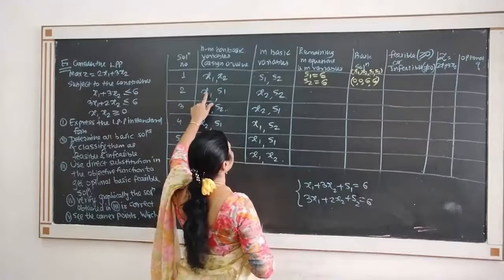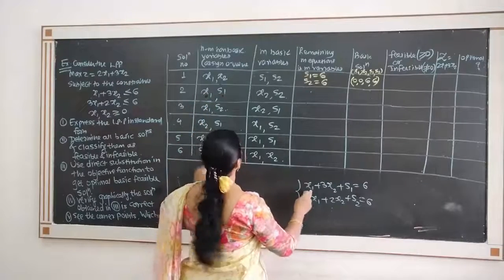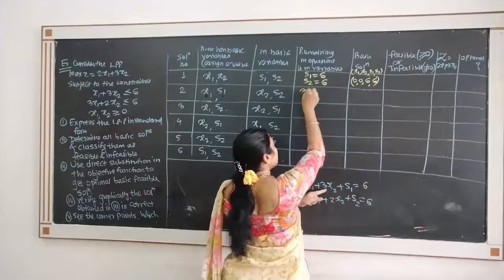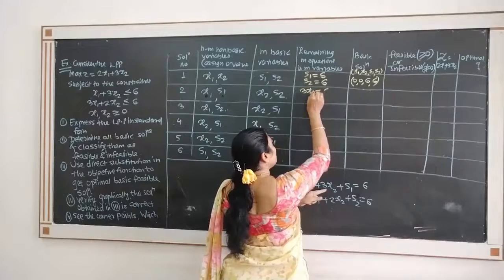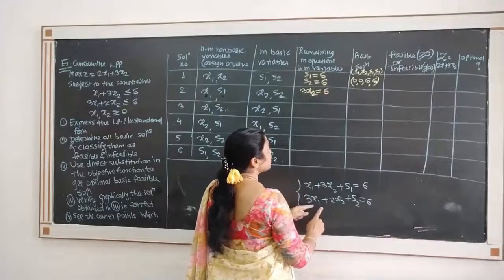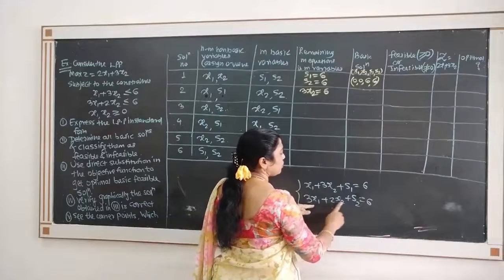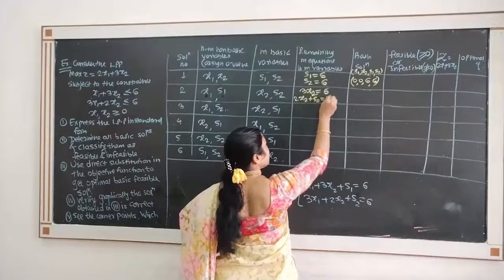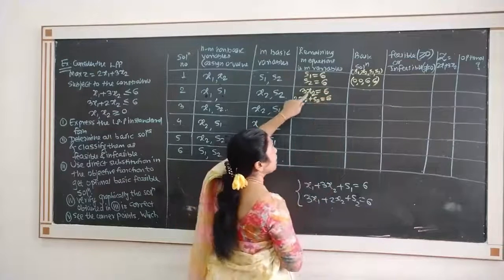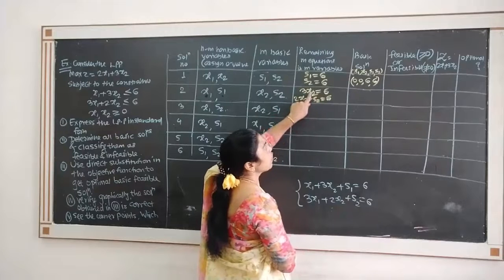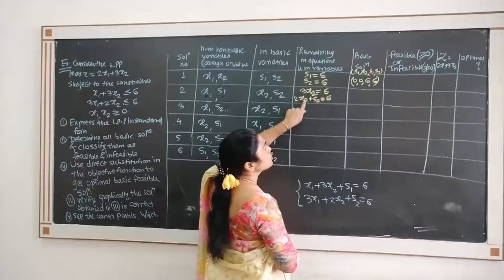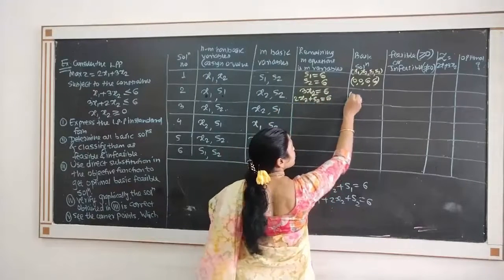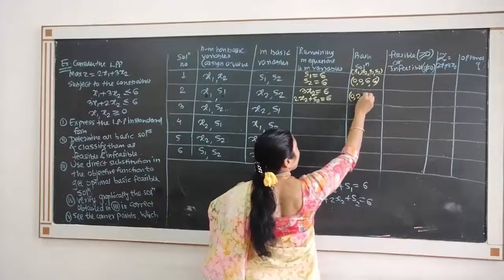Now see the second case, x1, s1. We are substituting x1 and s1 to be 0. So we get the first equation as 3x2 equals 6, and when you substitute x1 and s1 in the second equation, we remain with 2x2 plus s2 equals 6. Solve these 2 equations simultaneously. From 3x2 equals 6, we have x2 equals 2. Put x2 equals 2 here, so we get s2 equals 2. So x2 is 2 and s2 is also 2.